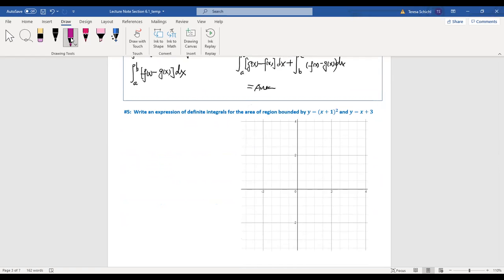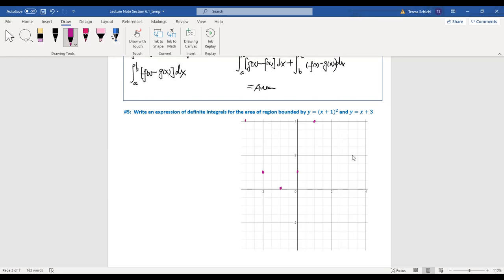It says write an expression of a definite integral for the area of the region bounded by y equal to (x plus 1) squared and y equal to x plus 3. Okay, so y equal to (x plus 1) squared, that's a parabola, right? So the center will be at -1. And when x equal to 0, this will be 1. When x equal to -2, this will be 1. And when x equal to 1, this will be what? This will be 4. All right, so here this will be 4.